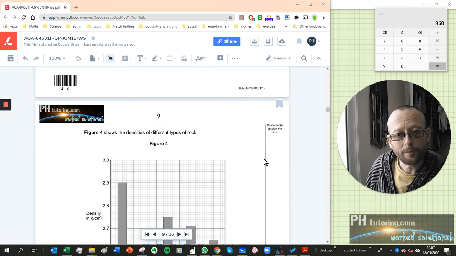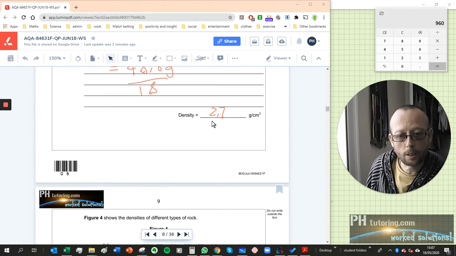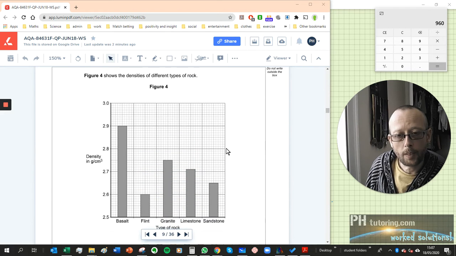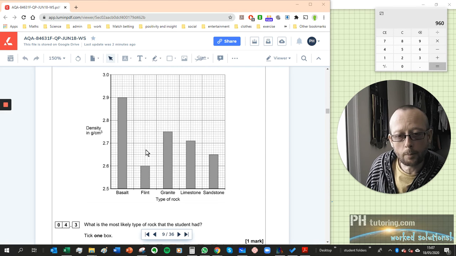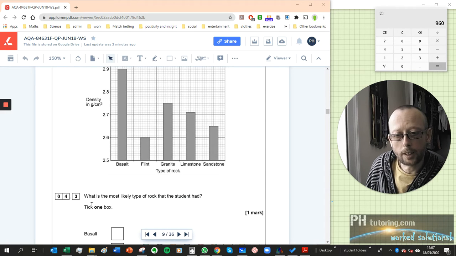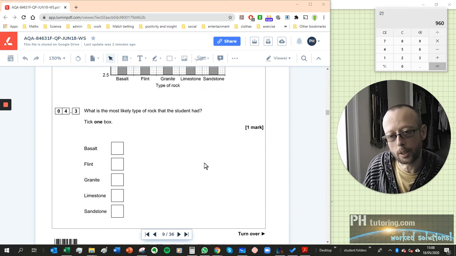Okay. This question's a little bit tricky. Now I've worked out my density is 2.7 grams per centimeter cubed. I need to decide which one is that most similar to, because it's going to ask me what is the most likely type of rock the student had. Well, I calculated 2.7, so the answer is limestone.